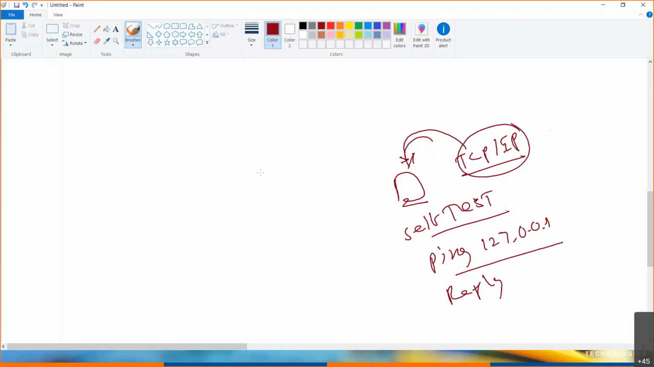No, loopback IP is not for data transmission purpose. We can't assign the loopback IP to your PC, right? Before, I have shown you the example also. When you assign 127 to a computer, you'll get an error message. So this is only for your local PC self-test purpose, only communication.